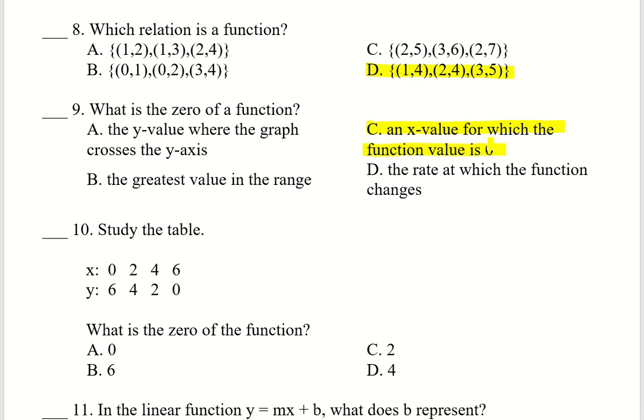And number 10, study the table. We have x: 0, 2, 4, 6. Our y is 6, 4, 2, 0. What is the zero of the function? Okay, so again, zero of the function po, compare nung ating x is equal to 0. Okay, so ito po yung ating x is equal to 0. So y natin will be 6. Letter B.